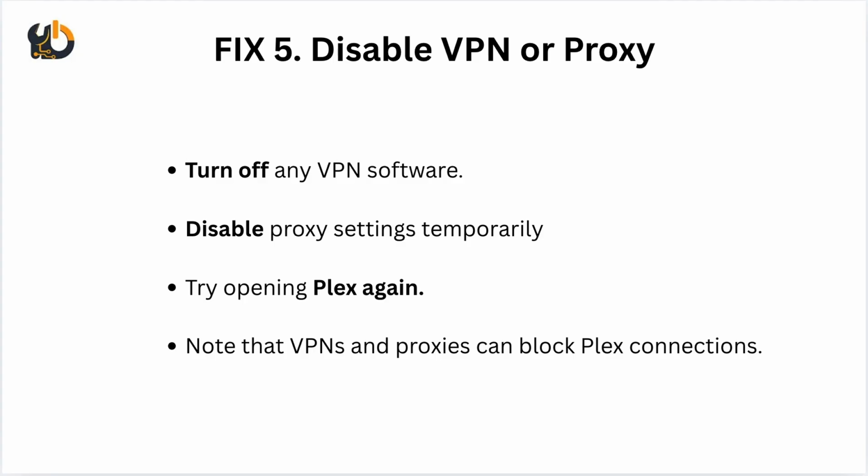Fifth fix is disable VPN or proxy. Turn off any VPN software, disable proxy settings temporarily. Try opening Plex again. Note that VPNs and proxies can block Plex connection.